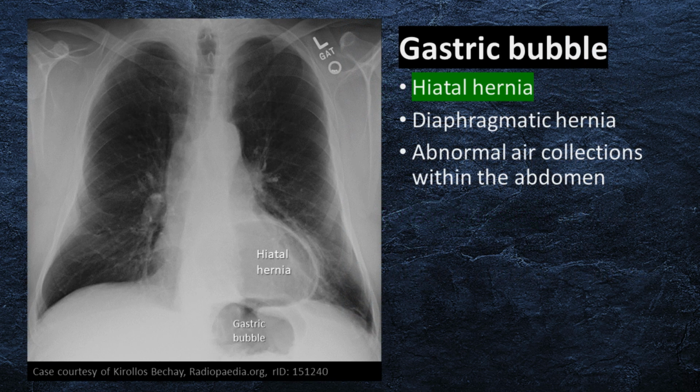G. Gastric bubble. The gastric bubble indicates an upright position of the patient. Note if there is a hiatal or diaphragmatic hernia. Check for any abnormal air collections within the abdomen.